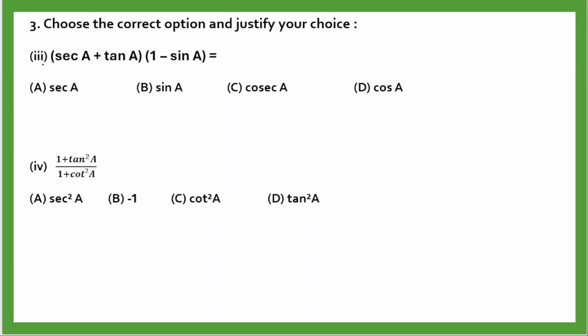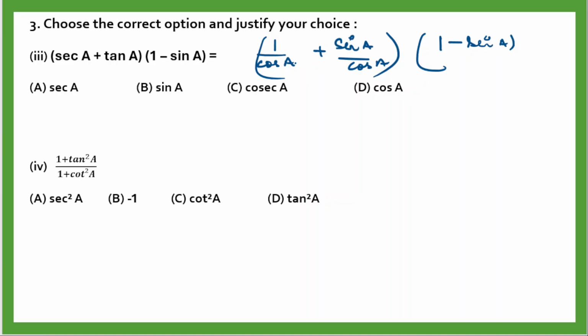Question number third part. Sec A plus tan A into 1 minus sin A. So what we are going to do? We are converting sec A into cos A. So 1 divided by cos A plus sin A divided by cos A. And here we are having 1 minus sin A. By taking the LCM, it will become, we are not going to take the LCM exactly. We are doing 1 plus sin A and 1 minus sin A divided by what is it?